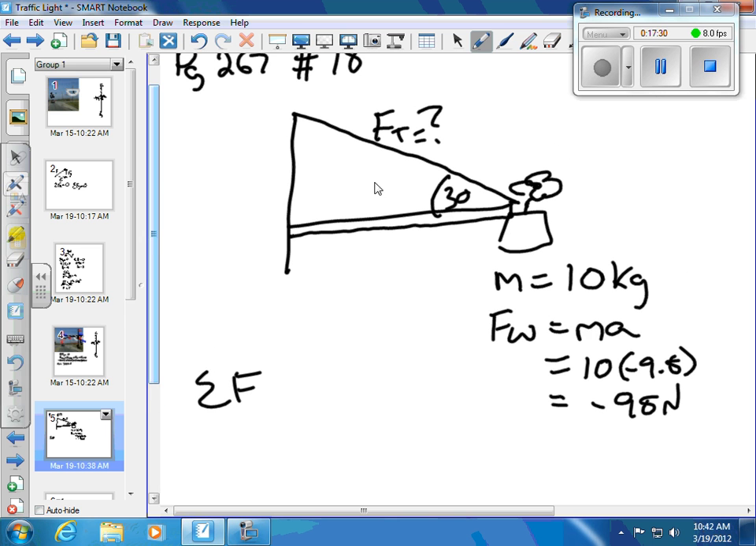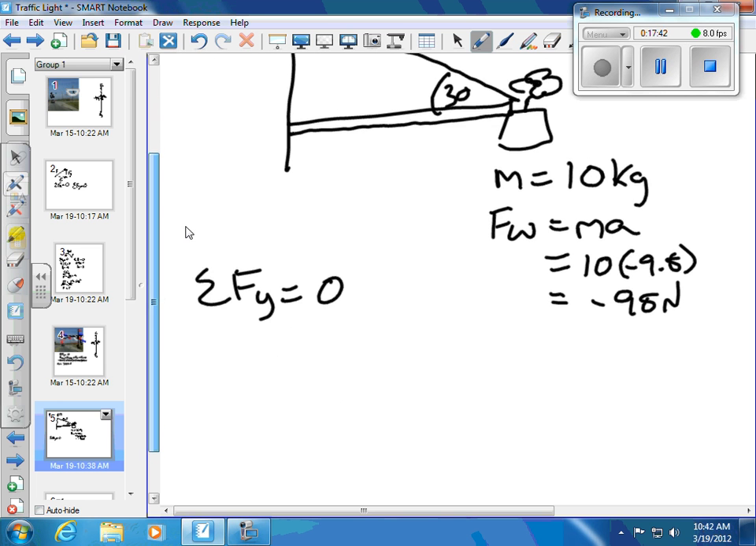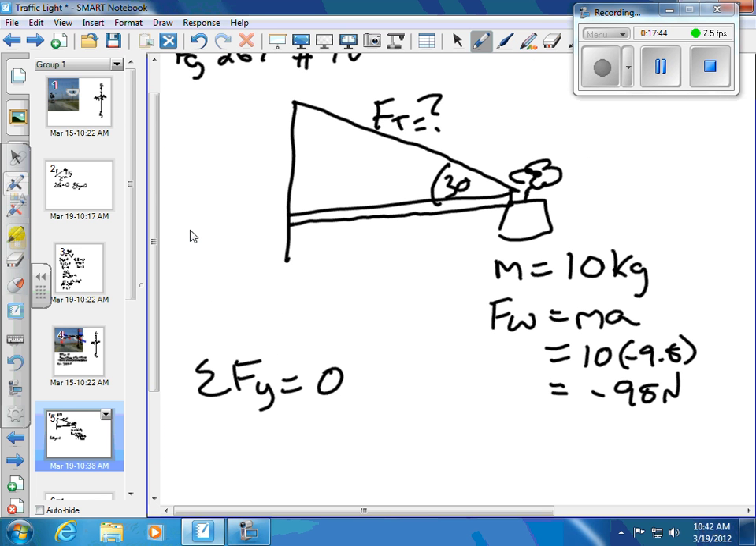Well, which way is the pot pulling? Down. So we're looking in the y direction. Sum of Fy equals 0. Yeah, good stuff. So it'd be 0. 0 is 0. So what forces do we have acting in the y direction? Gravity.